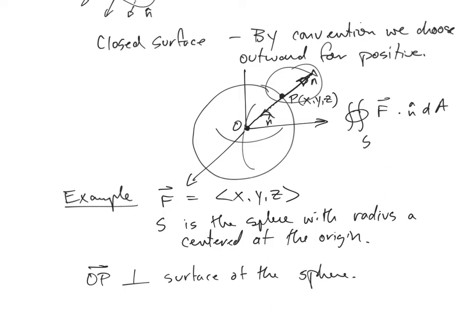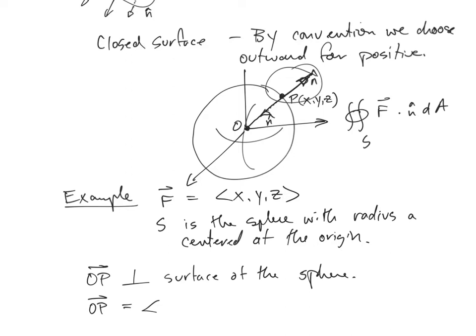So it's in the right direction. If we turn it into a unit vector, we've got our n hat. Okay, well, what would the vector OP be? If the coordinates of P are x, y, z, what's vector OP?